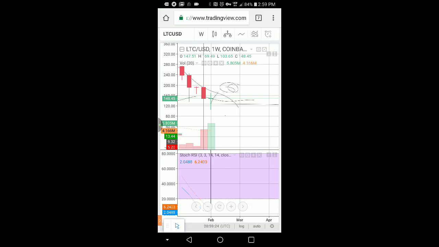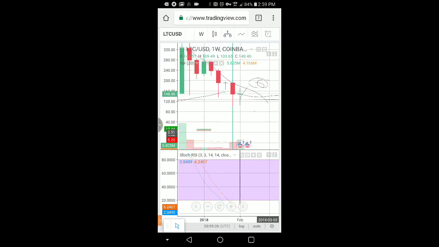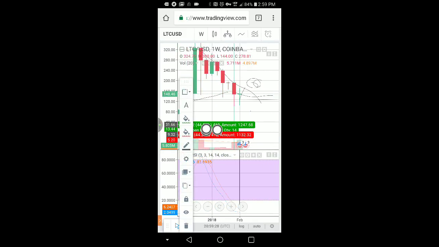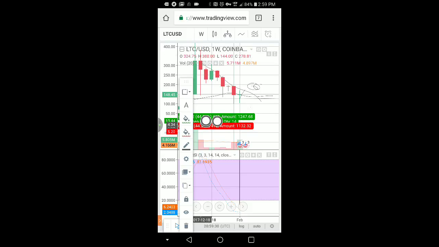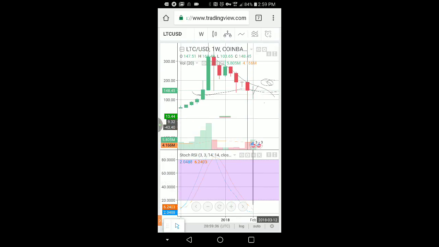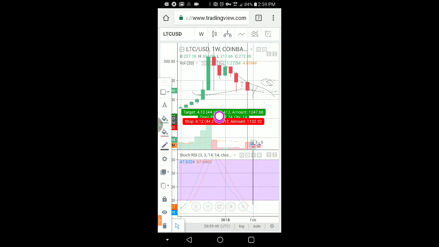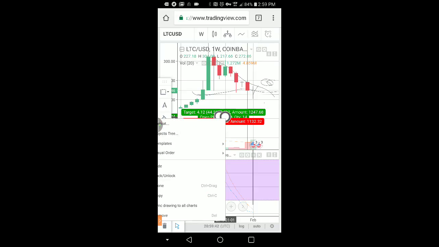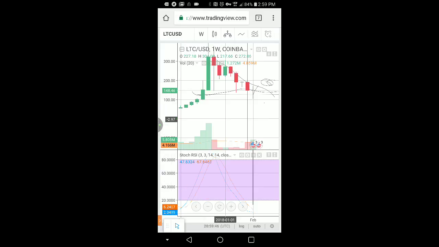TradingView is one of my favorite chart sites. That's the actual thing. I was going to set those targets a little bit better, but hey, who cares? I want to remove that.